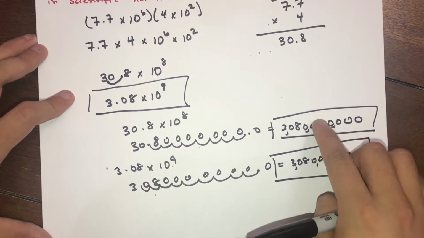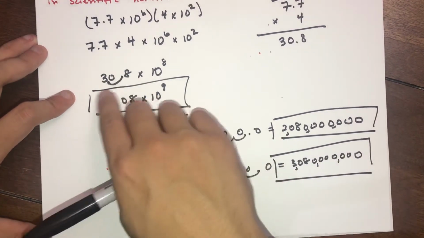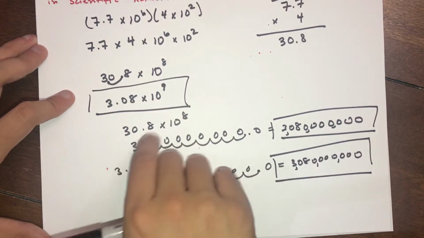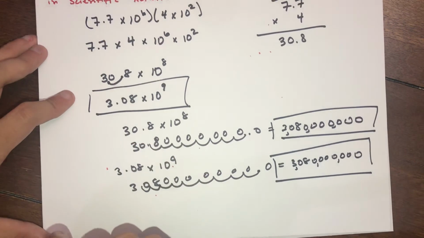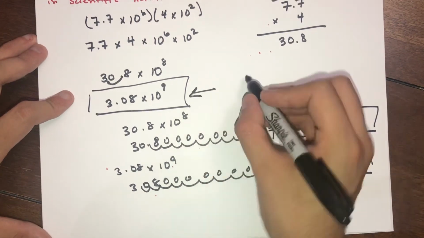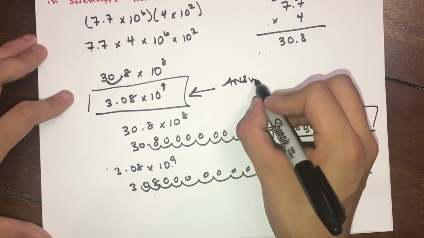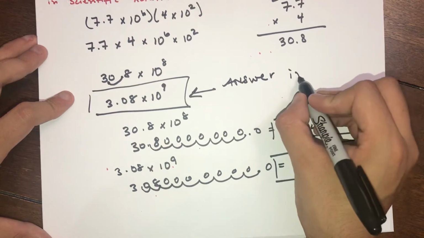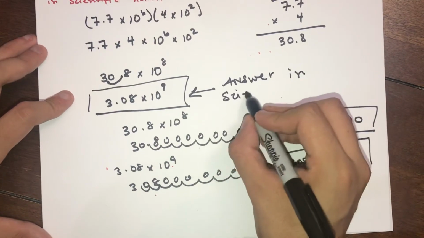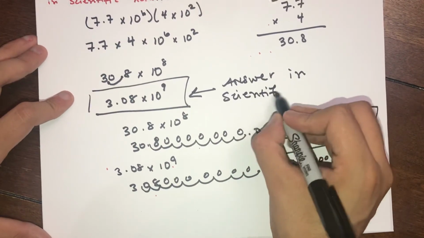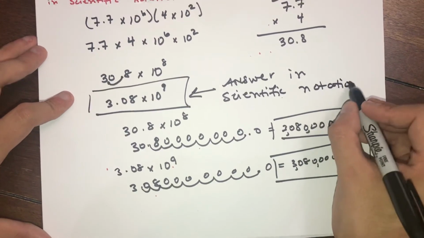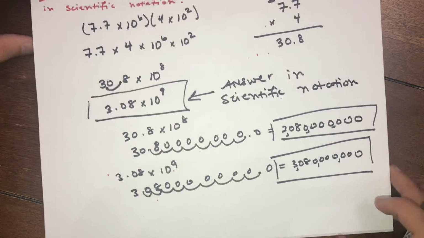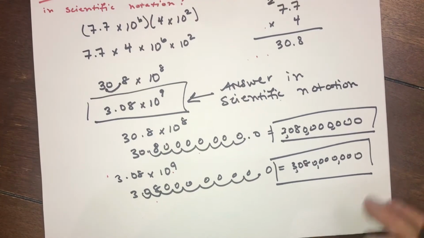They're equal to each other, but we just can't write it with the 30, because 30 isn't in between 1 and 10. It has to be in between 1 and 10 for us to write it in scientific notation. So this is the answer in scientific notation. Okay, so let's see what else we can do now.